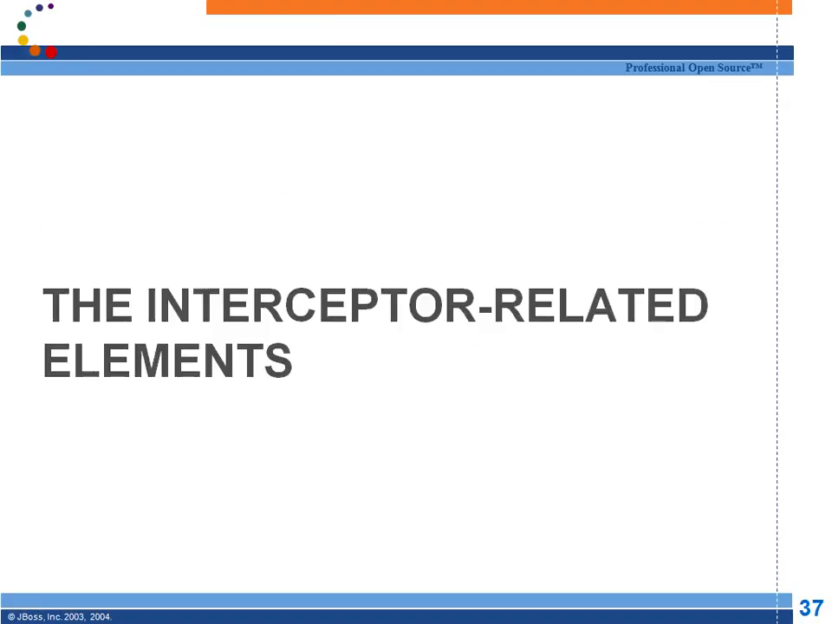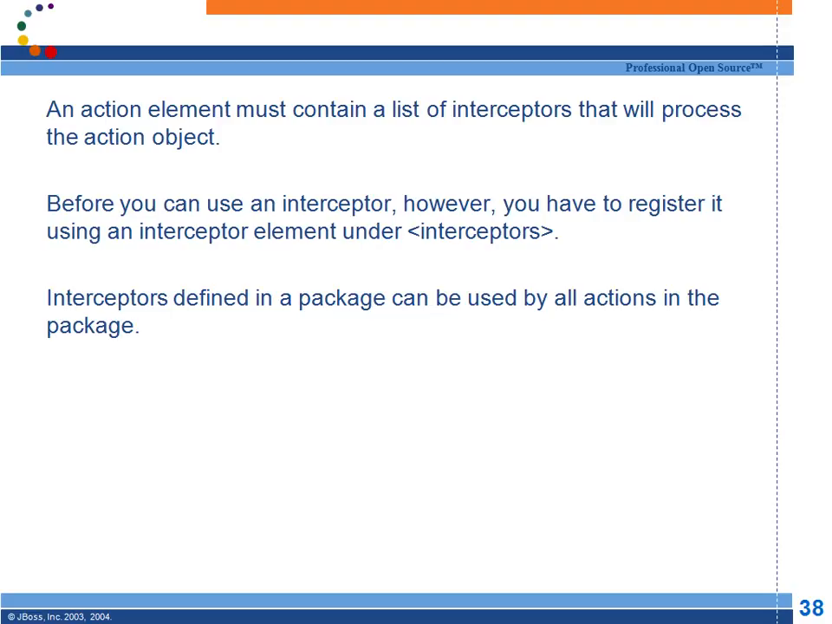Interceptor related elements. Now, an action element must contain a list of interceptors that will process an action. For an action tag, you can give an interceptor tag. Before you can use an interceptor, however, you have to register it using the interceptor elements under interceptors. Already interceptors are defined inside struts-default. The interceptors defined in a package can be used by all actions in that package.